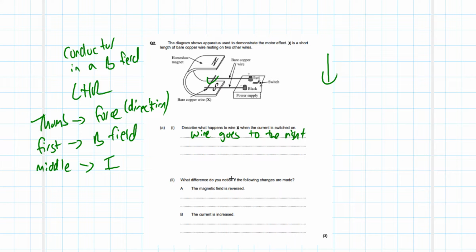And what difference do you notice if the following change is made? If the magnetic field is reversed, that means your index finger will go upwards, and your current will still go in the same direction. Actually, you don't need to do it with the hand, because if the magnetic field is reversed, then the force is reversed.